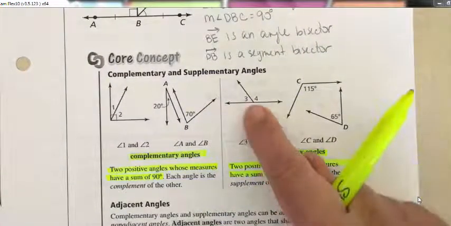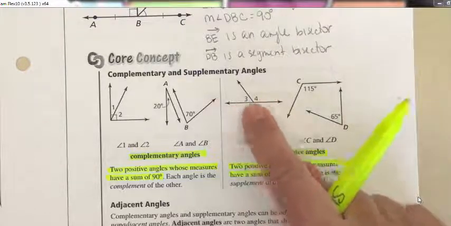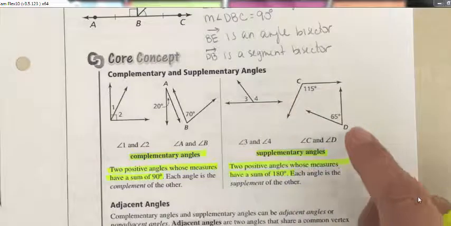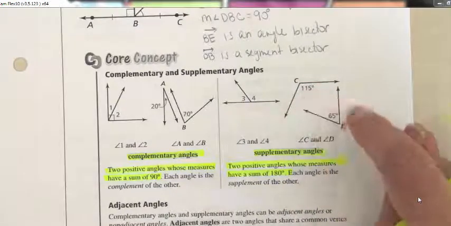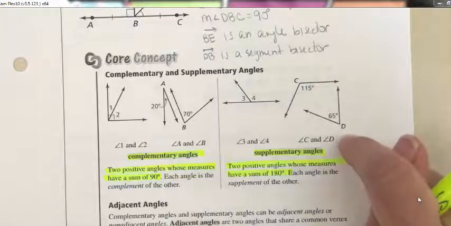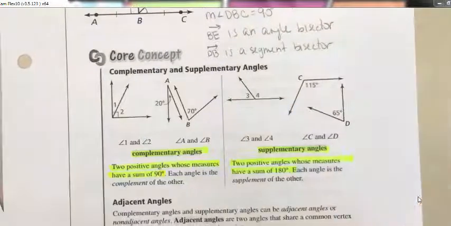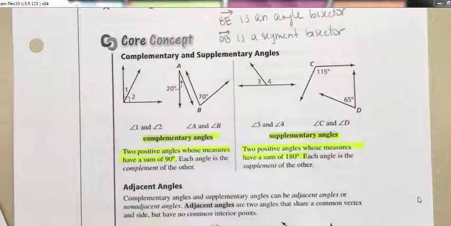Again, they can be adjacent or right next to each other, where they share that common vertex, like 3 and 4, straight angle forms 180 degrees. Or these two, which are not adjacent, right, but 115 degrees, 65 degrees, those add up to 180 degrees, so those are, in fact, supplementary angles. So just some vocabulary that you need to know.